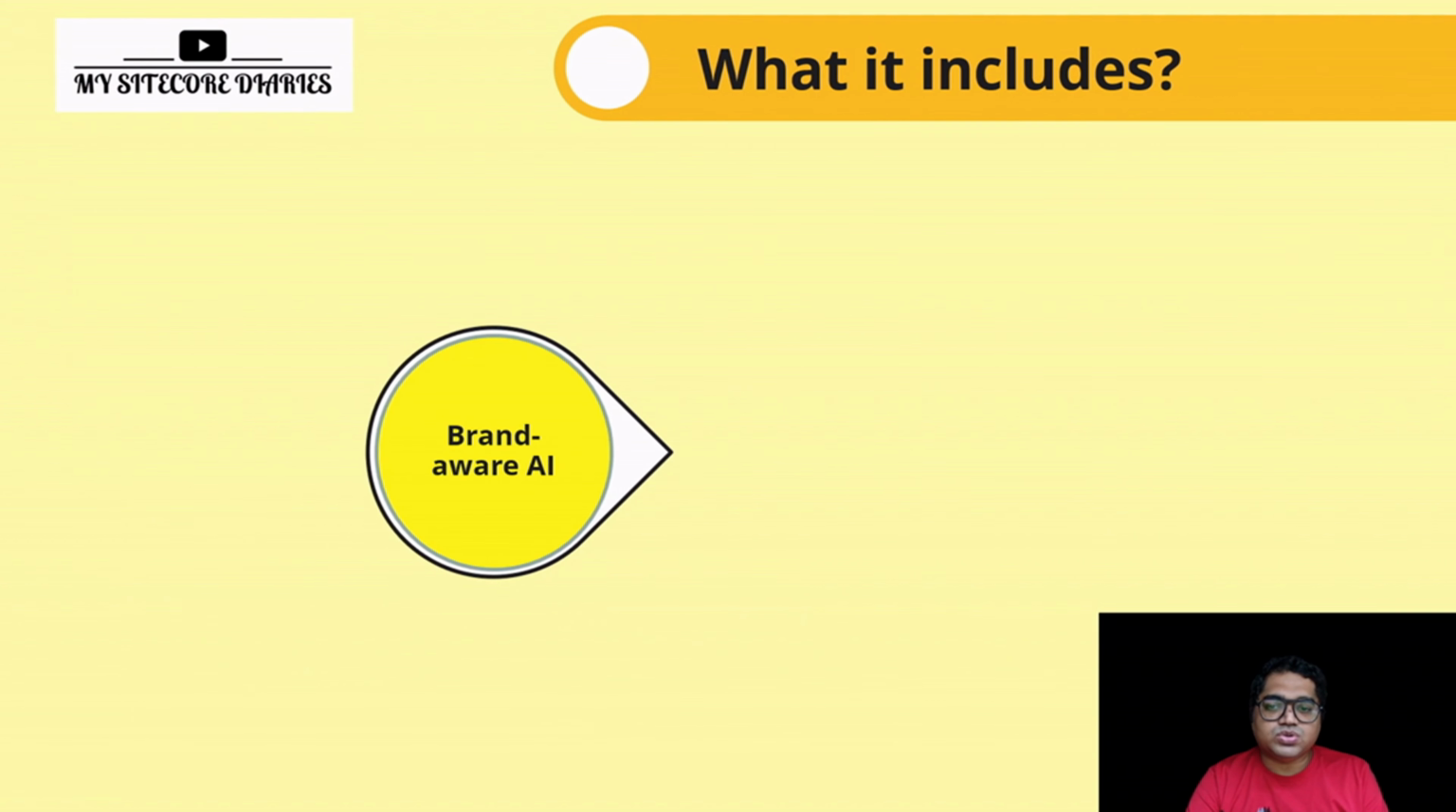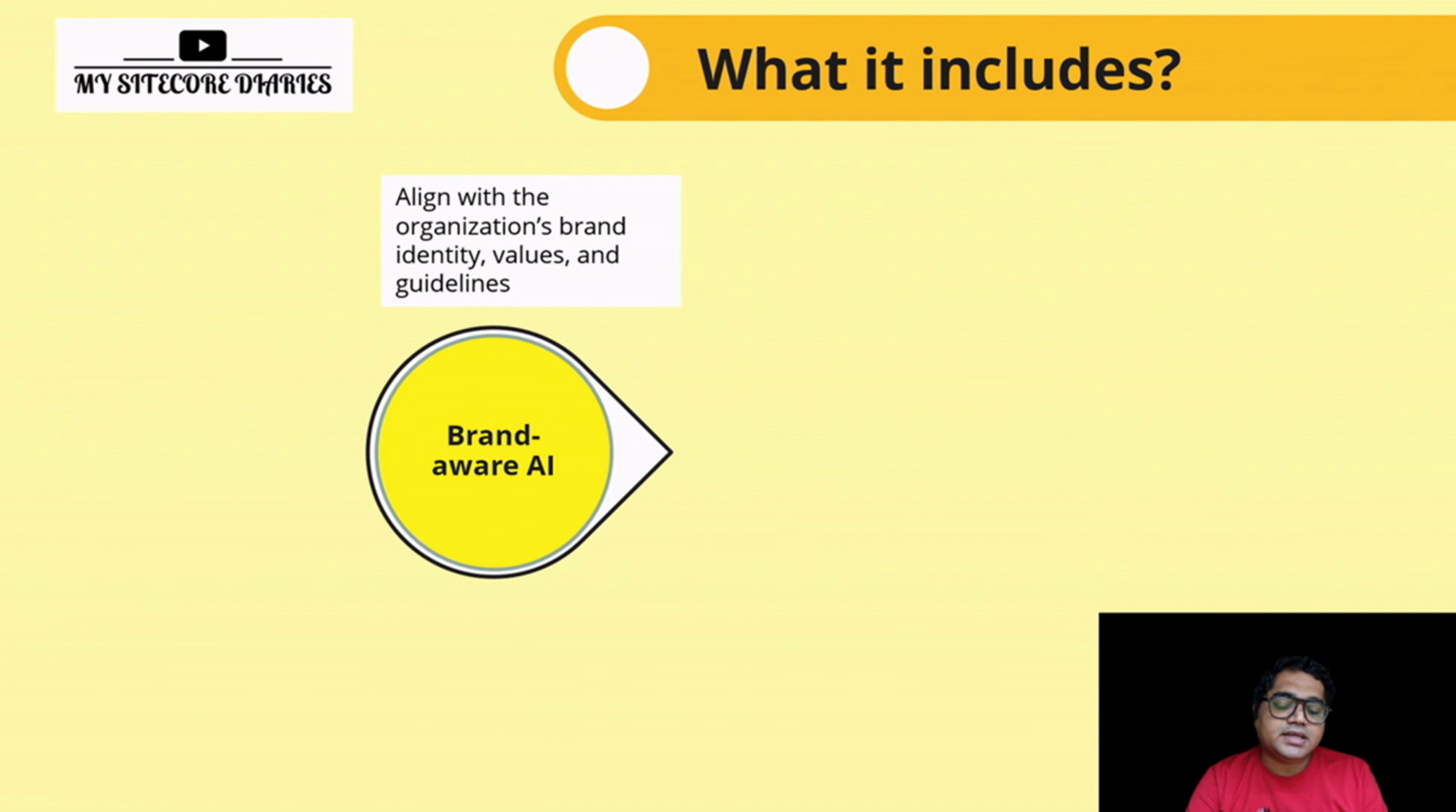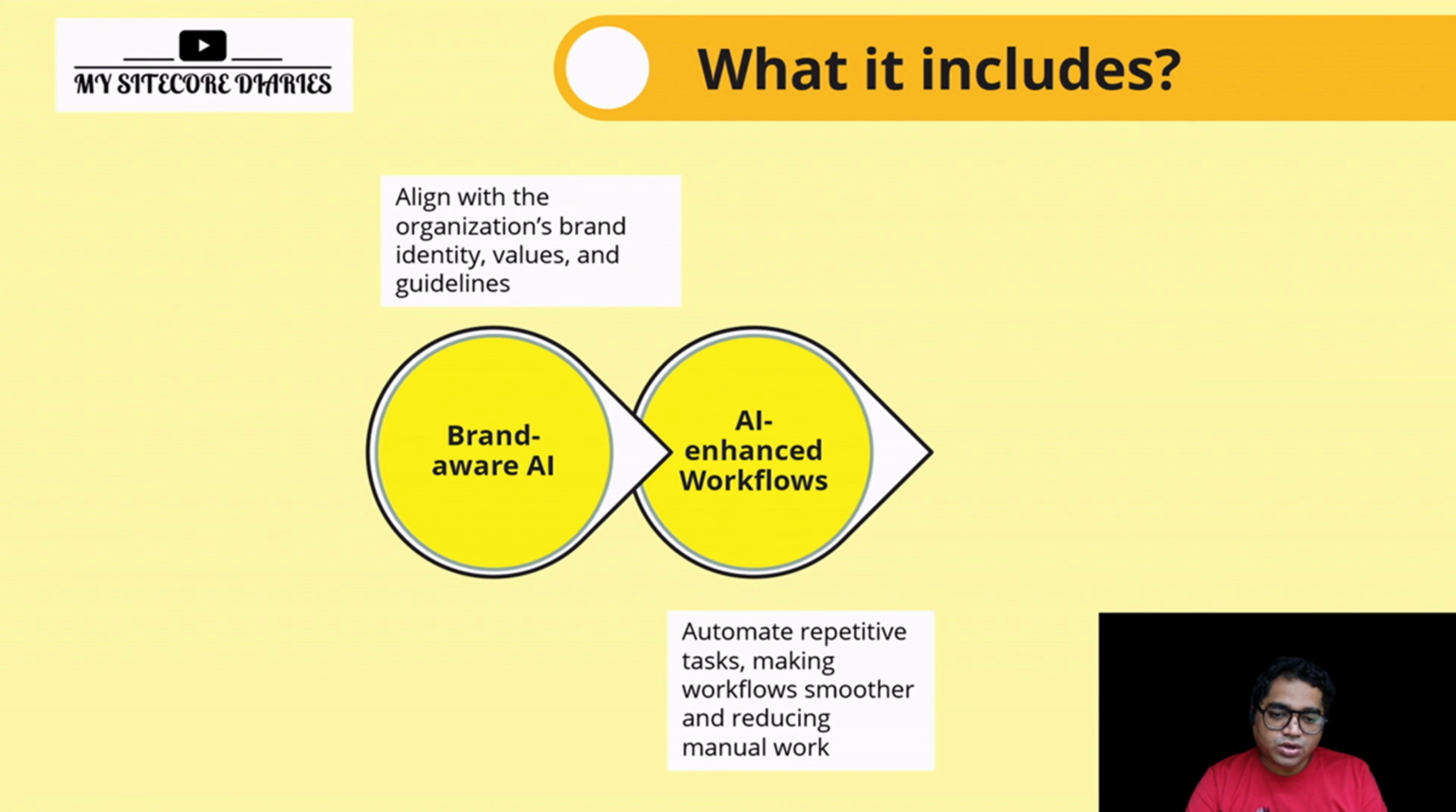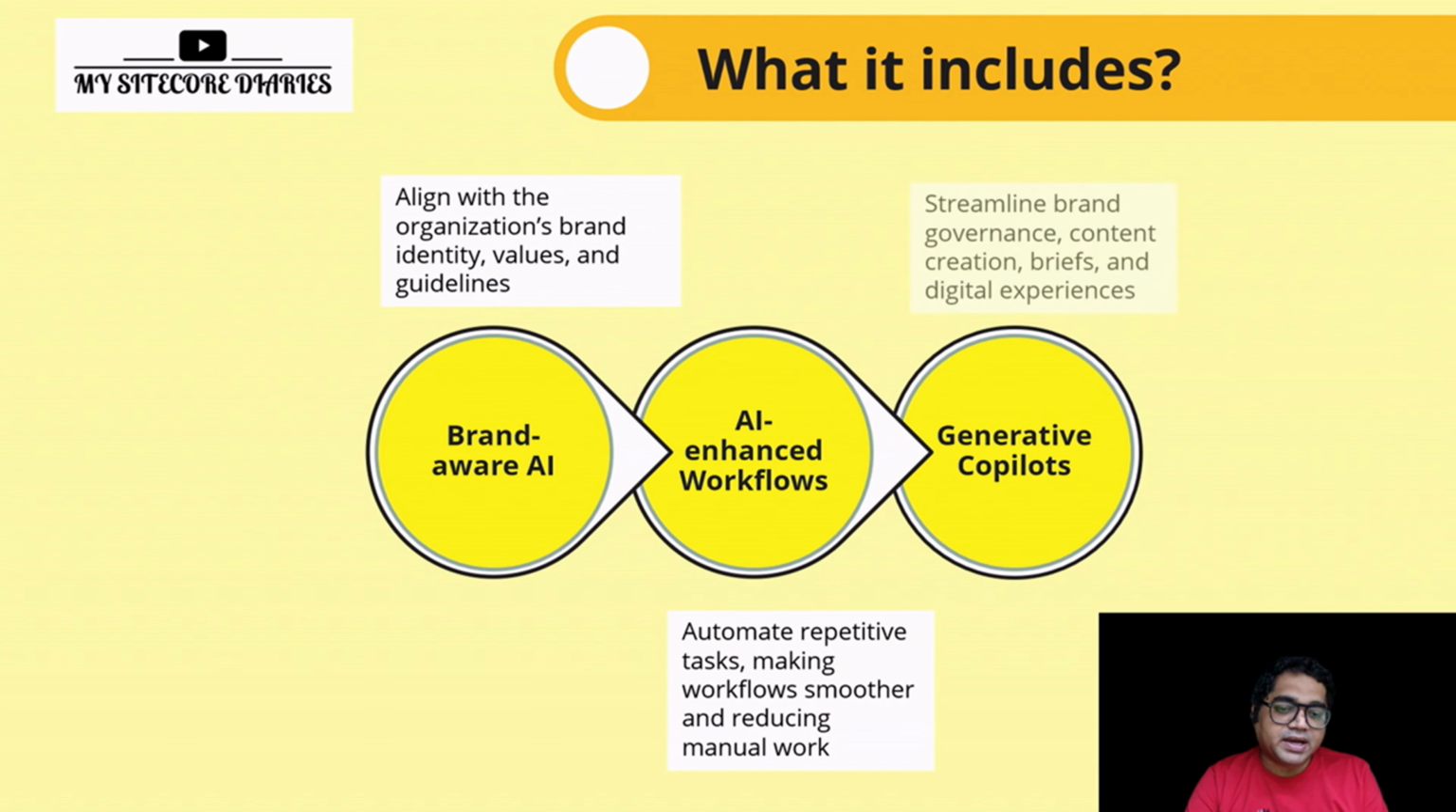So now what does it include? First, it includes brand-aware AI. It's aligned with the organization's brand identity, values, and guidelines. So whenever you are creating Sitecore content, it is aligned to your brand. Then AI-enhanced workflow. It automates the repetitive tasks, making workflow smoother and reducing the manual work. So it means your productivity will increase. And then generative co-pilots, which streamline brand governance, content creation, briefs and digital experience. So Sitecore Stream is built on these three things.